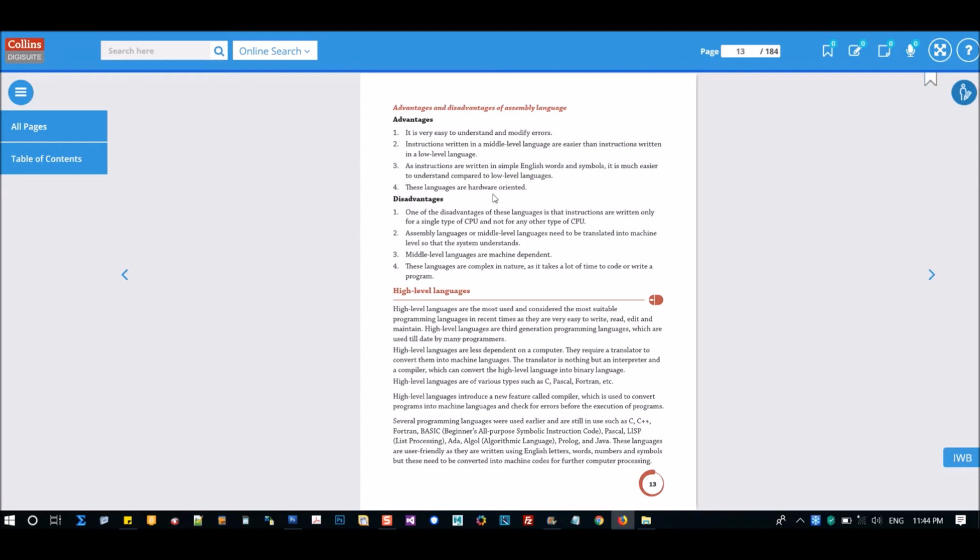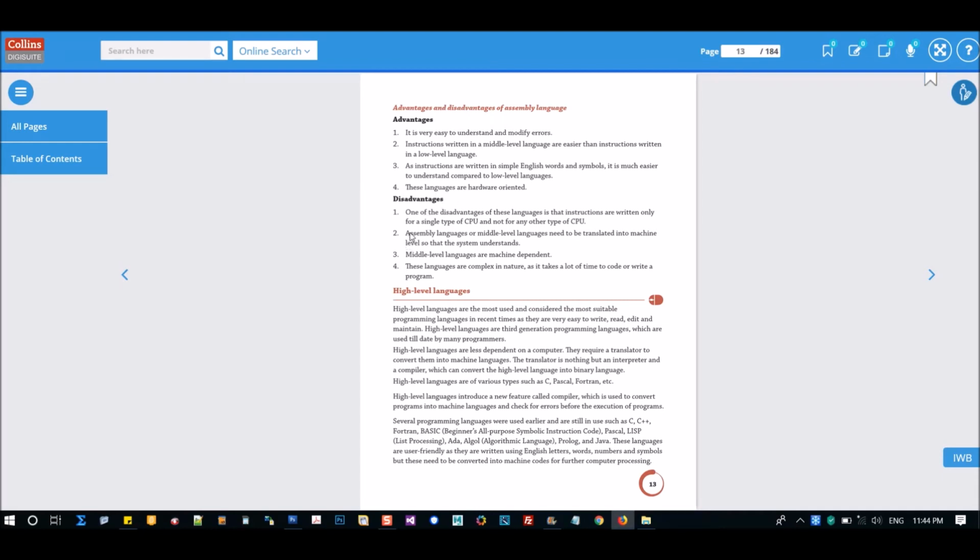These languages are hardware oriented, which means they are suitable for the hardware to communicate and to perform well with the hardware. Since it is written in English it is easier to understand, and since it is suitable with the hardware, it's easier to use these languages.